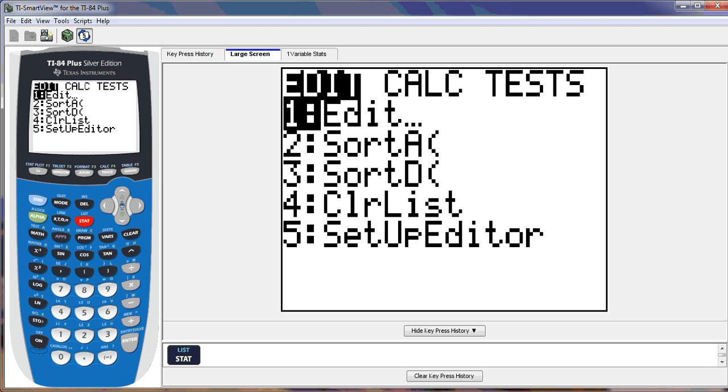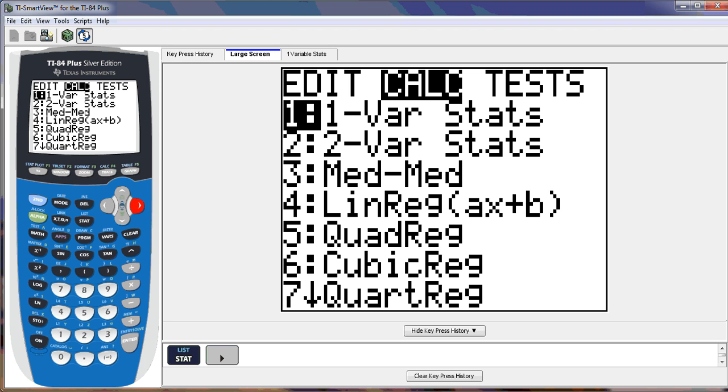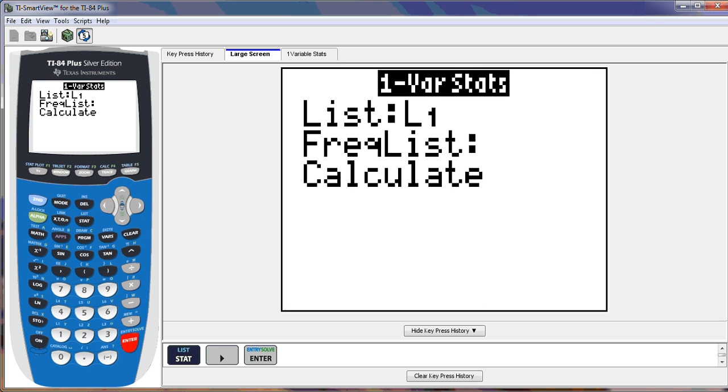So we're going to start by hitting Stat, which is where we normally would go to put in our data. We're going to assume at this point that we already have the numbers in the list. If not, you need to go into Edit. But this time, we're going to go over to Calc to do some calculations. This time, we're going to choose number 1 for one variable stats.